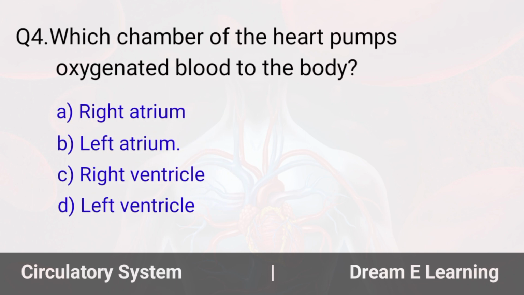Question number 4. Which chamber of the heart pumps oxygenated blood to the body? The correct option is option D, left ventricle.